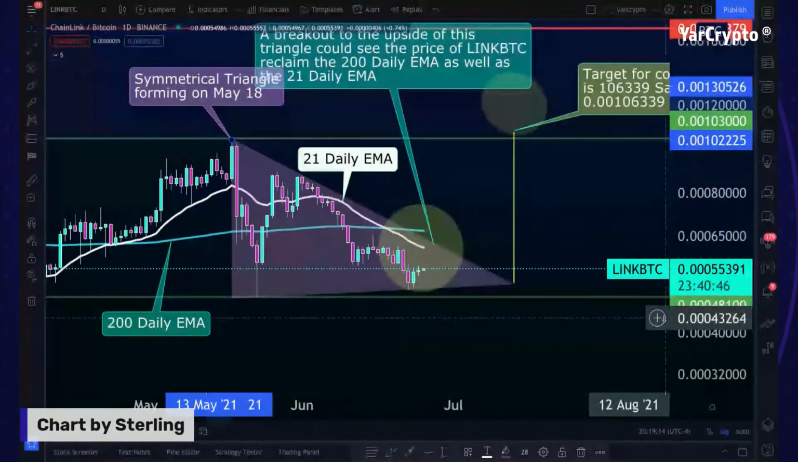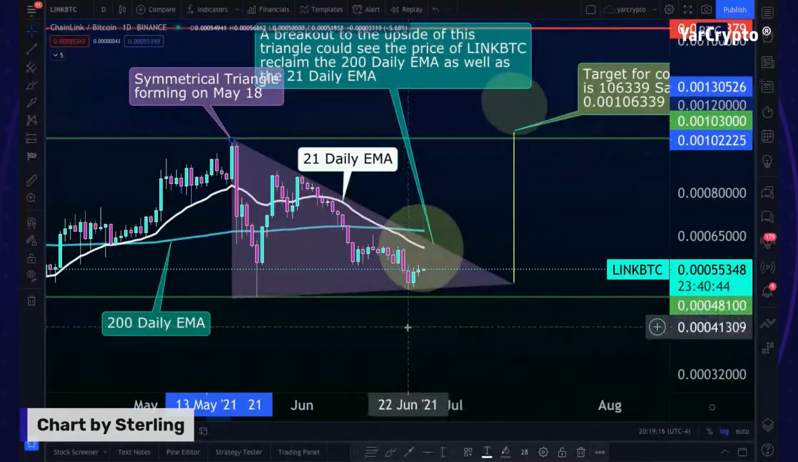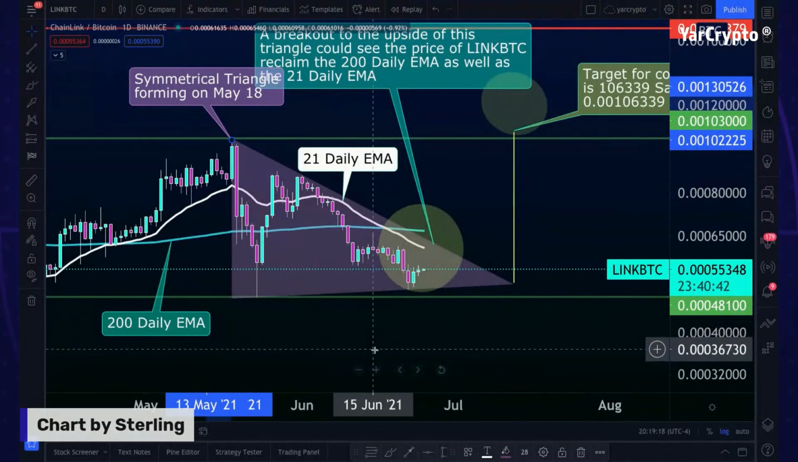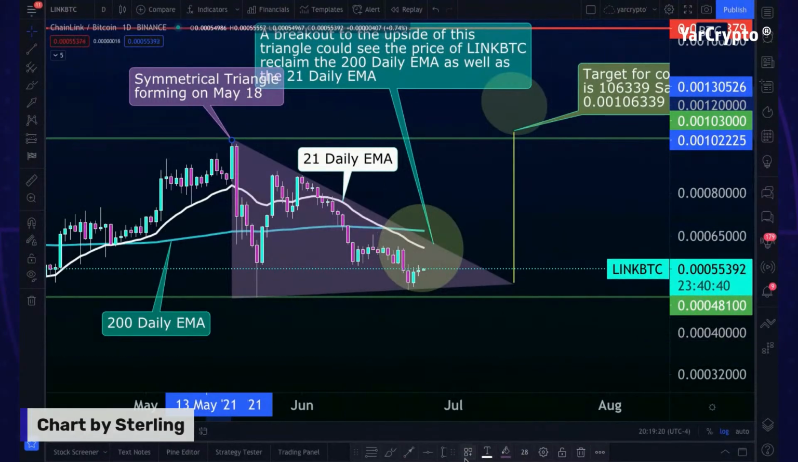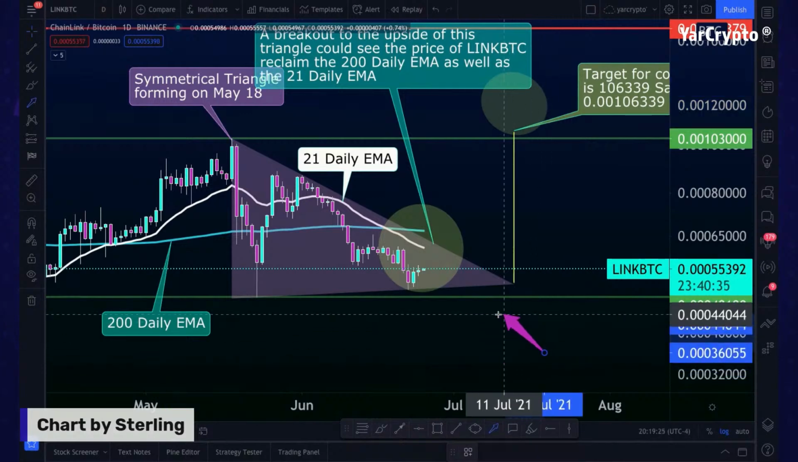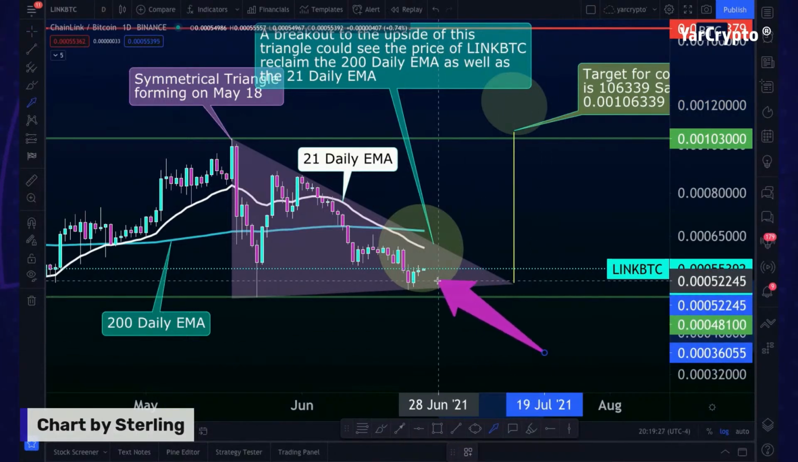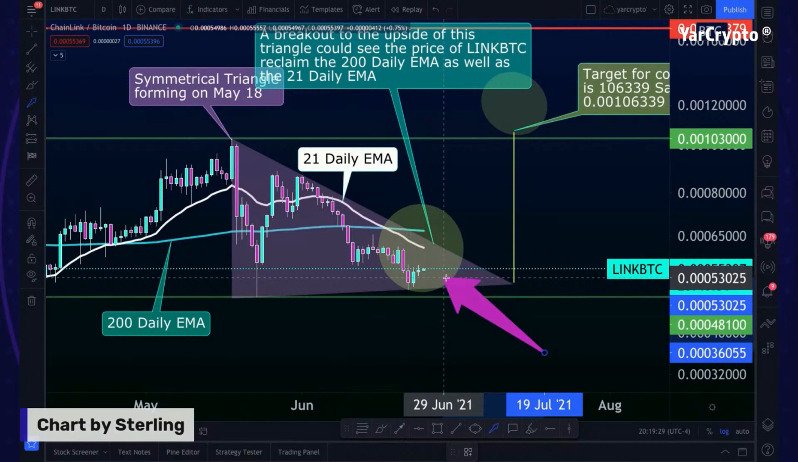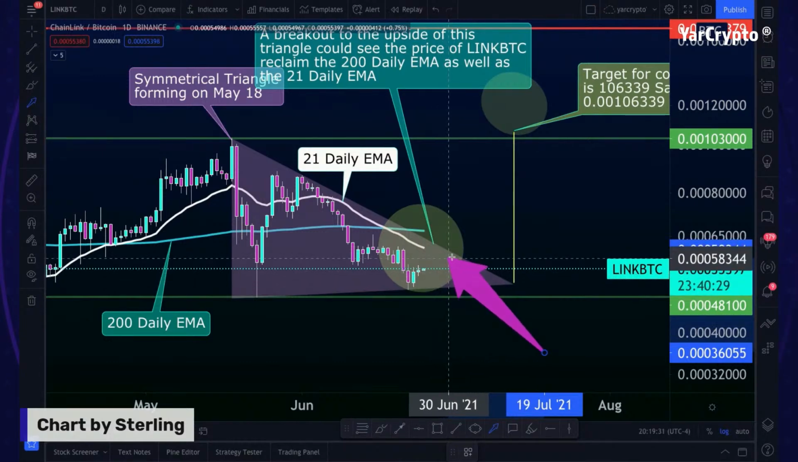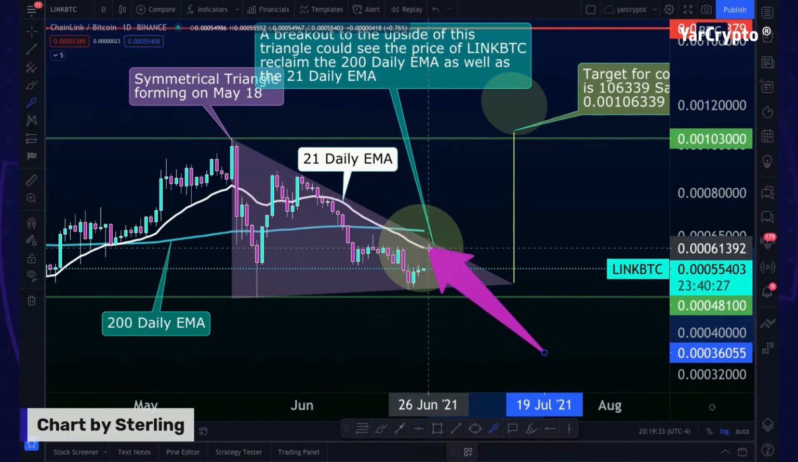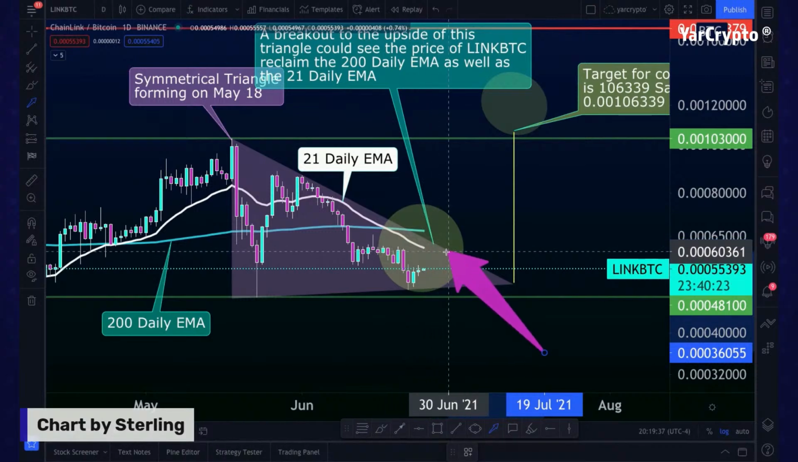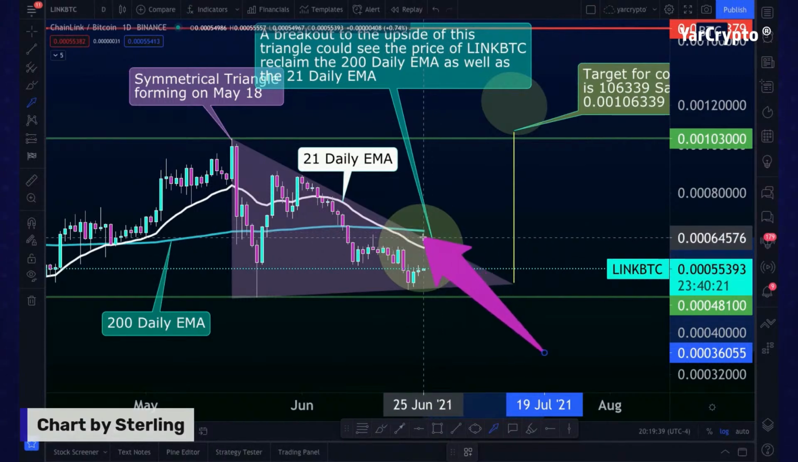But on this daily chart right here, we have a symmetrical triangle forming for Chainlink to Bitcoin. As you can see, guys, we're getting really close to the apex of that triangle. If we manage to break out of this triangle to the upside, we will also be taking the 21 daily EMA, which is this white ribbon. We will also be reclaiming that, and we could possibly be reclaiming the 200 daily EMA.